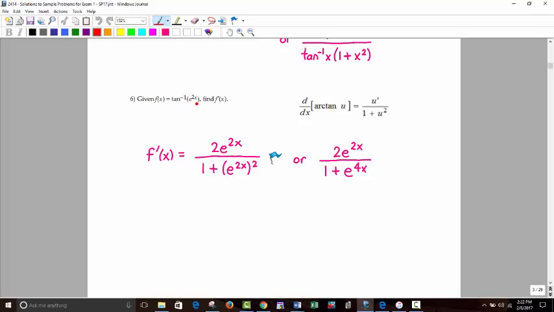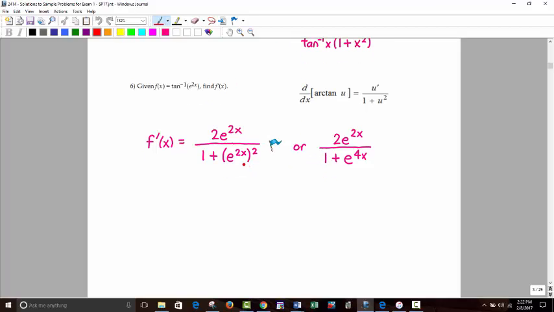So the derivative of e to the 2x, all of it, is 2e to the 2x, divided by 1 plus e to the 2x, all squared. That's fine if you leave it like that, but if you wanted to simplify it, e to the 2x squared, because you multiply exponents, so 2x times 2 would be e to the 4x.